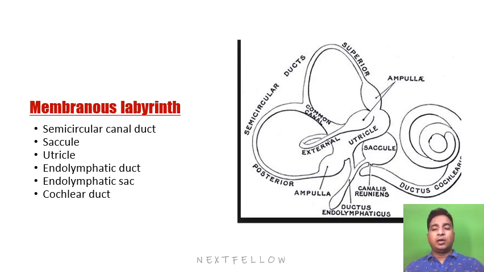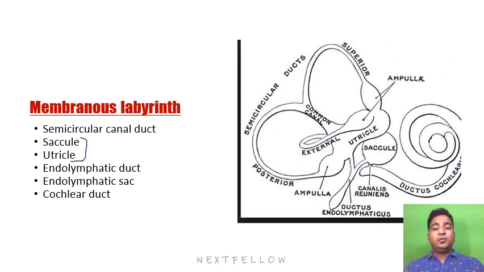Now let's talk about the membranous labyrinth. You can remember the outer shell, that is the bony part, and the inner part is the membranous labyrinth. This membranous labyrinth, as shown in the picture, is again contained in that bony shell. So it consists of firstly the semicircular canal ducts. As shown in the picture, there are three semicircular canal ducts, which is a membranous part: posterior, superior, and lateral. Then comes the saccule and utricle.